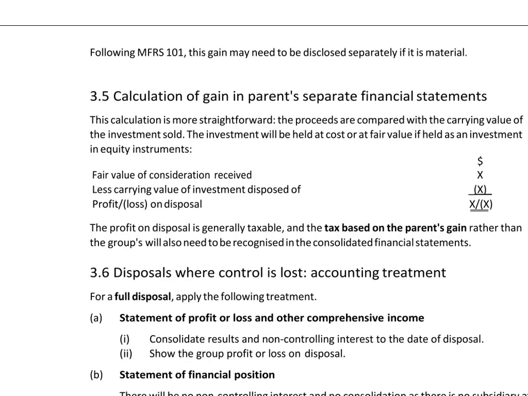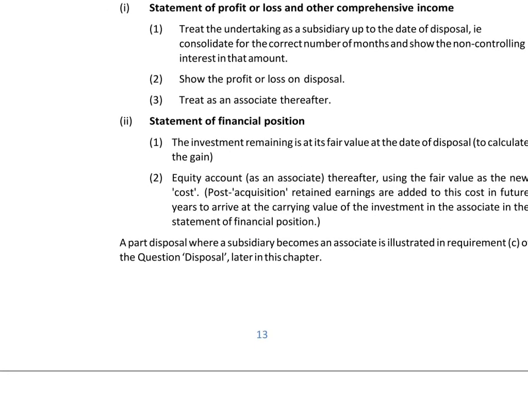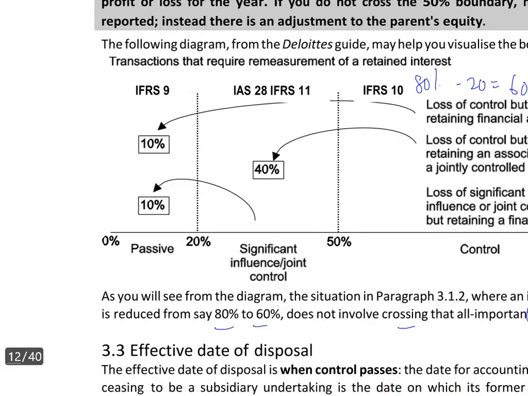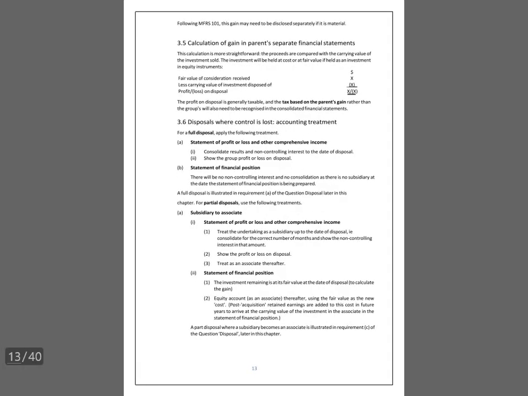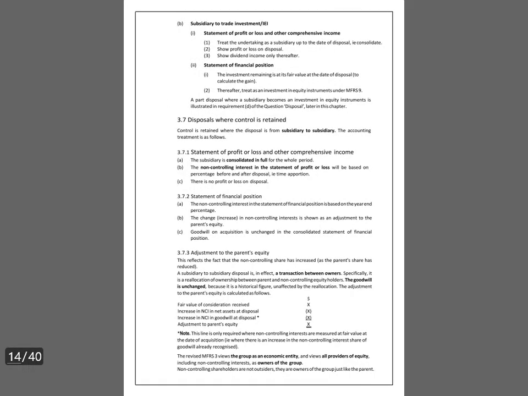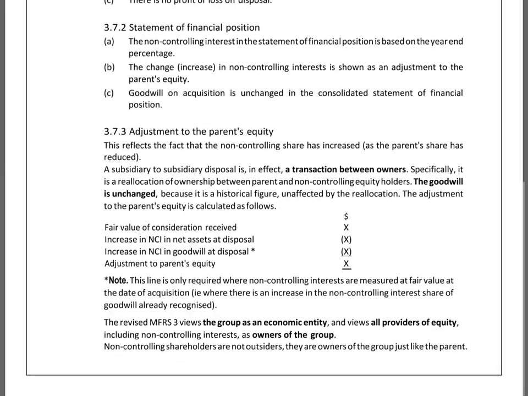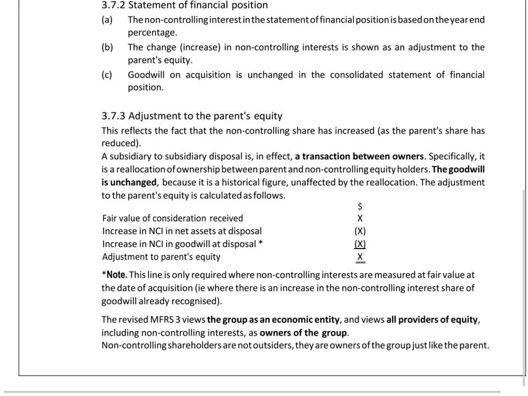So 3.5, 0.6, 0.7, everything is explained in this diagram. Already explained in this diagram, so we can skip. We go straight to the question. Or before that, 3.7.3, this one.